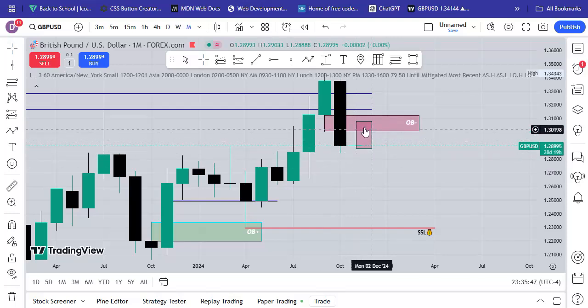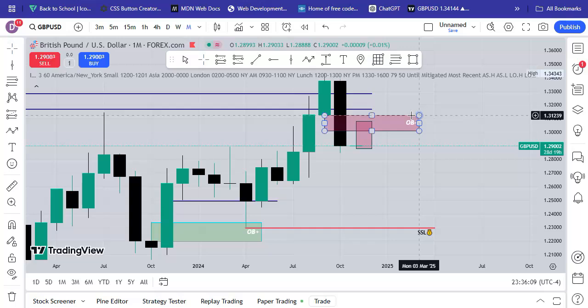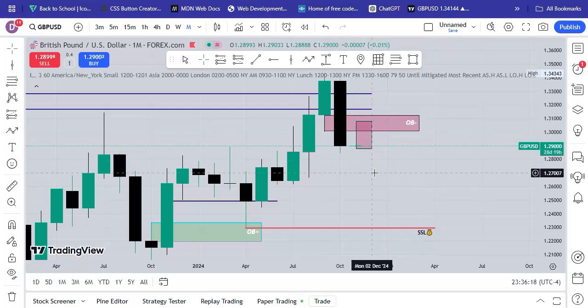I want to see price go back into this and mitigate this order block for this month. It could take a while, but what you should be looking for is, when price goes up, you're always looking to sell. You're not expected to be buying in this kind of market. You could buy, but you have to be very sure, and you have to have seen certain confirmations. But having a clear monthly bias like this gives you confidence.